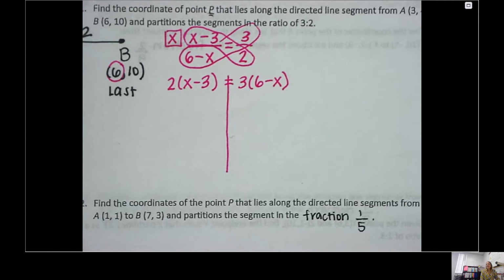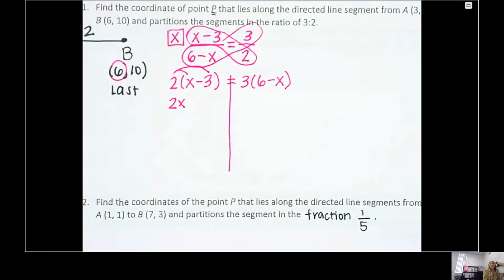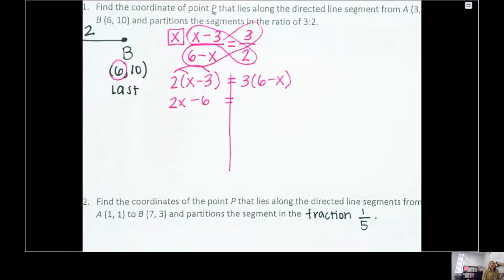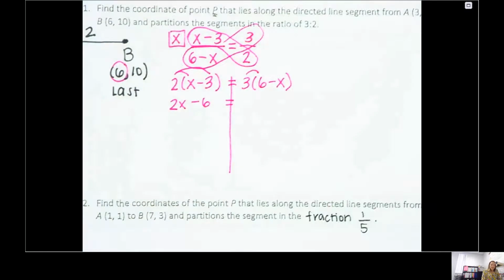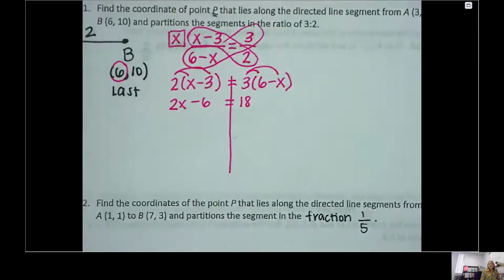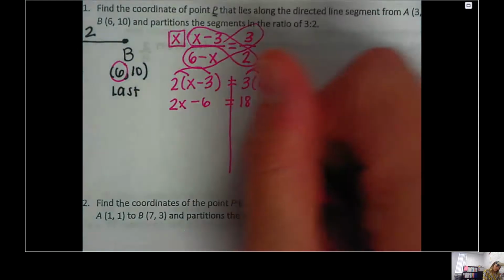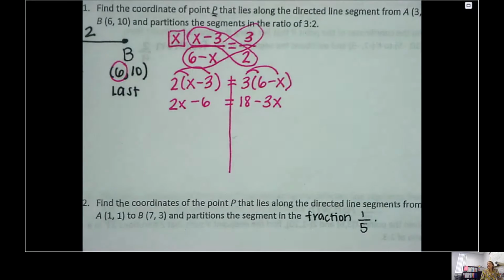What should I do first? Distribute. Very nice. 2 times x is what? 2x. 2 times negative 3 is what? Negative 6. Good. Now what? Distribute on the other side. What's 3 times 6? 18. What's 3 times negative x? Negative 3x. Good. Now you just have some plain old algebra. What should I do now?